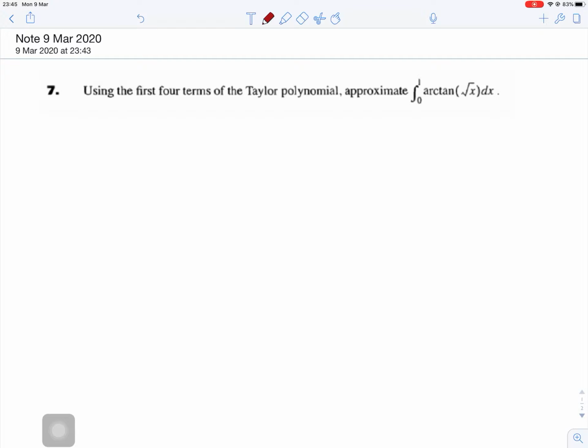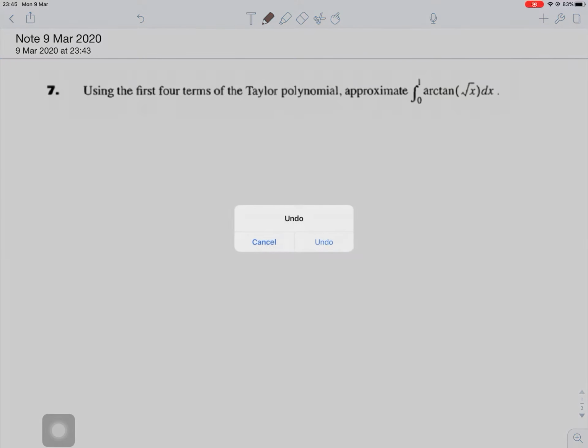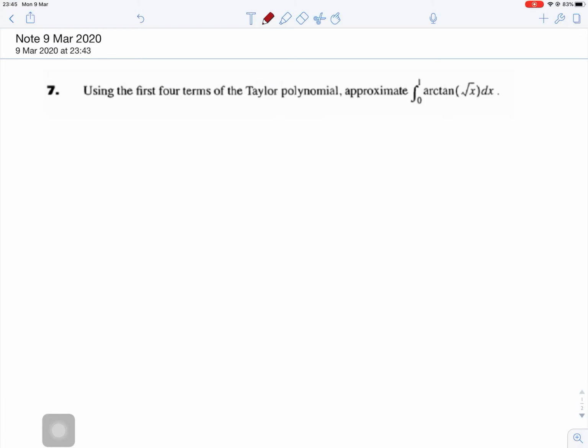Okay, this is going to be a test run of how we're going to be correcting homework for distance learning. So somebody posted last night or tonight, question number 7, and I believe this is from exercise 4.3 in the new Ibid. And the question asks us to use the first 4 terms of the Taylor polynomial to approximate the definite integral of arctan square root x between 0 and 1.